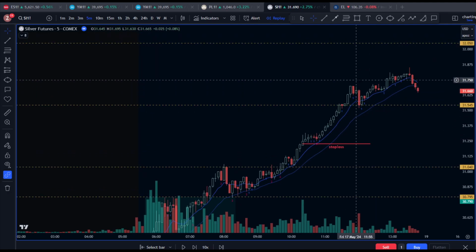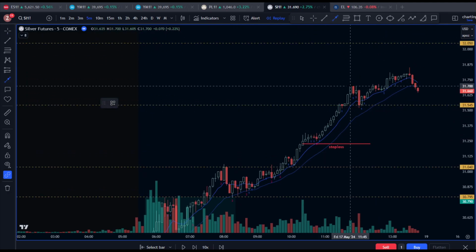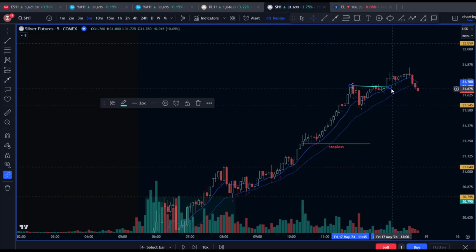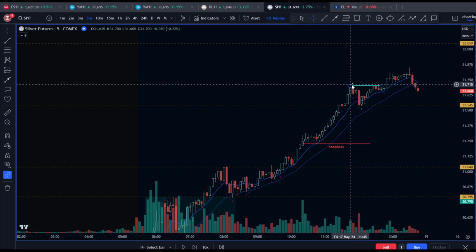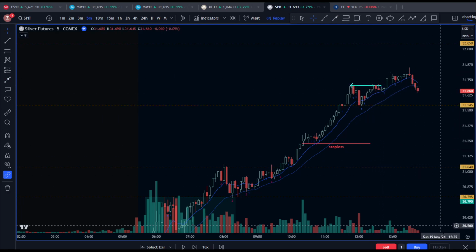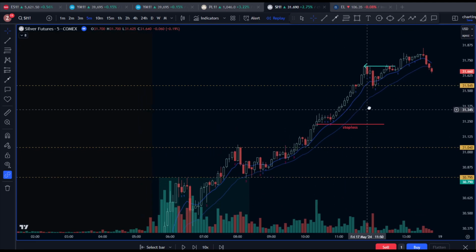Now at this point, we're getting late in session. So if I didn't already get out at this next level, I put a take profit limit order at this previous high because there's not enough time left to continue following this trend and trailing a stop.